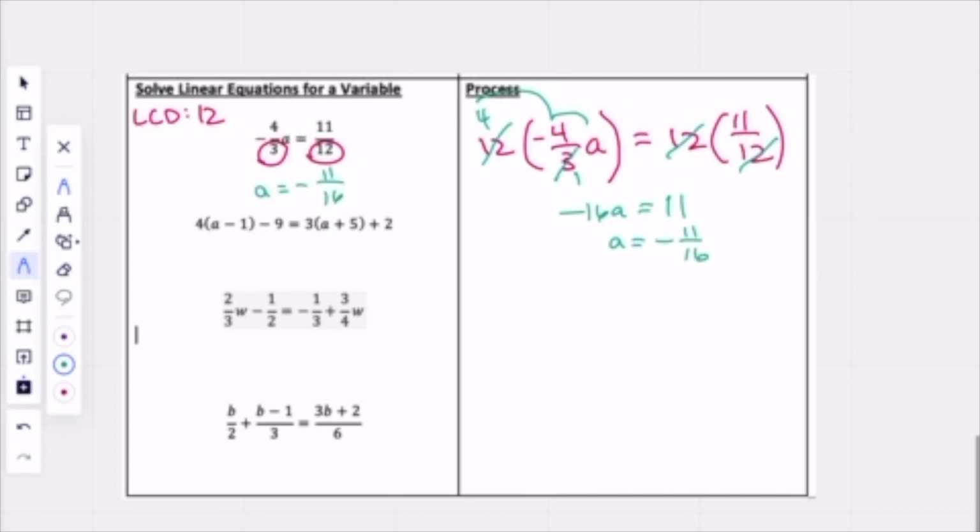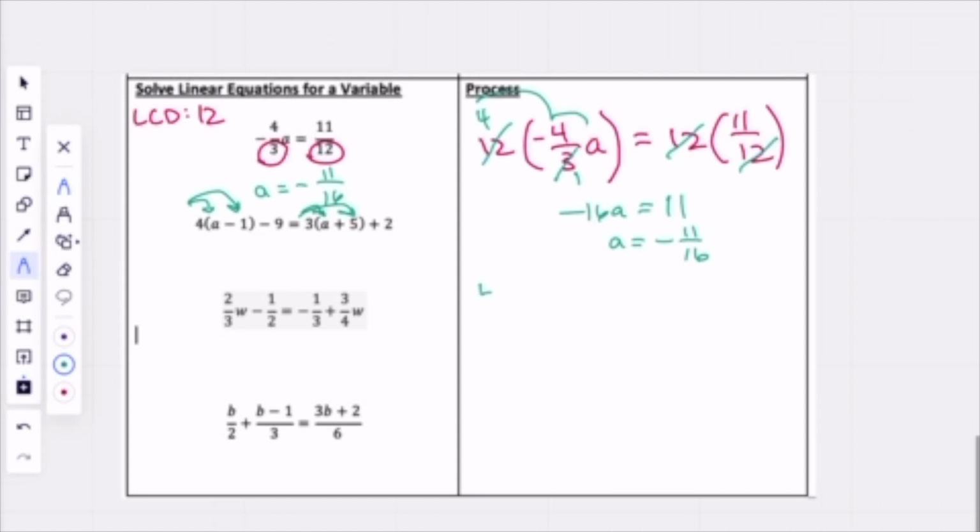All right, in the second example, there's no fractions. All we have is a lot going on. So we just want to distribute to get rid of the parentheses and then combine like terms, get all of the terms with a variable on one side of the equation, and get all of the terms that are just constants on the other. All right, so let's do that. Let's take that 4 and distribute it through to both pieces of the binomial, and also the 3.